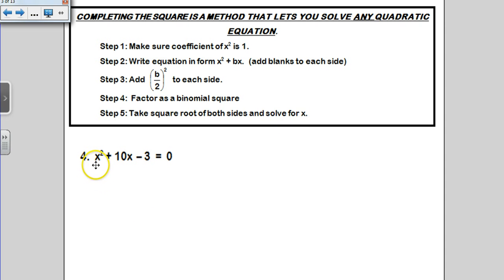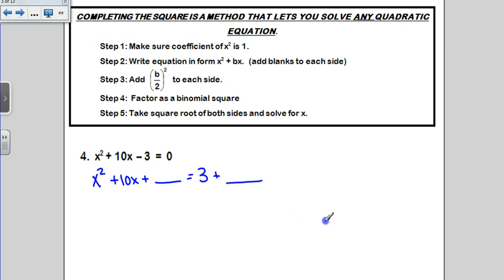So first, I'm going to notice that the x squared has a coefficient of 1, so step 1 is done. The next thing it says is to write it in the x squared plus bx form. So what that really means is the x squared and the bx stay on the left-hand side. But then we're going to move this 3 to the right side, so we're going to end up with a plus 3 on the other side. Now it also mentions that we're going to add blanks.